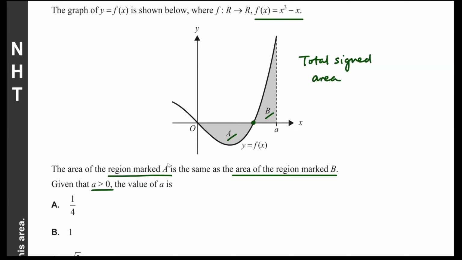I just ignore the point here, but I can see this is x equals y. Once you have these two equal regions, this is negative, this is positive. They should cancel each other out. So I'm going to solve the integral from 0 to a of x to the power 3 minus x dx equals 0. Something along this line.